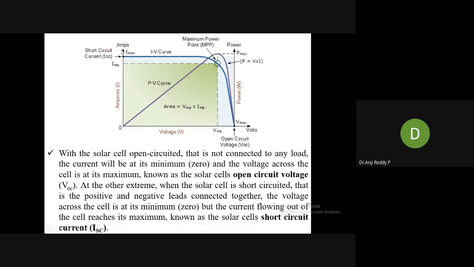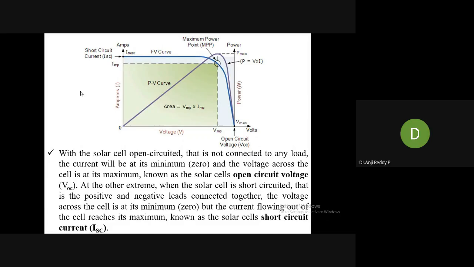Come to the other extreme position. Here at this point, the solar cell is short circuited. Short circuited means positive and negative leads are connected together. Then the voltage across the cell is minimum, that is 0, and the current flowing through the cell reaches its maximum, that we can call short circuit current. Any doubt in short circuit current and open circuit voltage? No, sir. Okay, everyone clear?